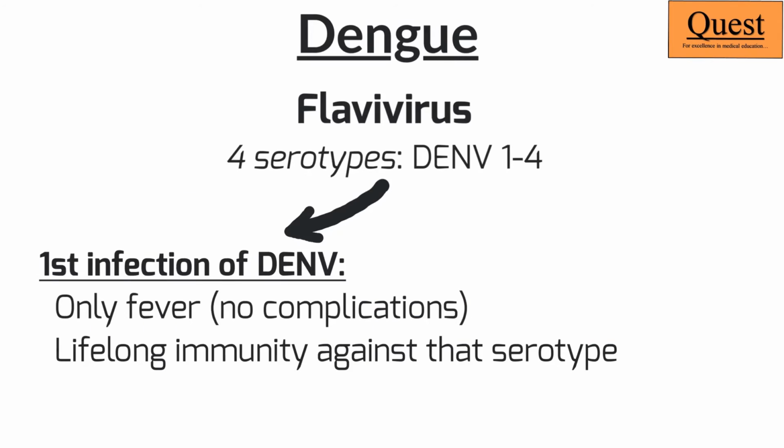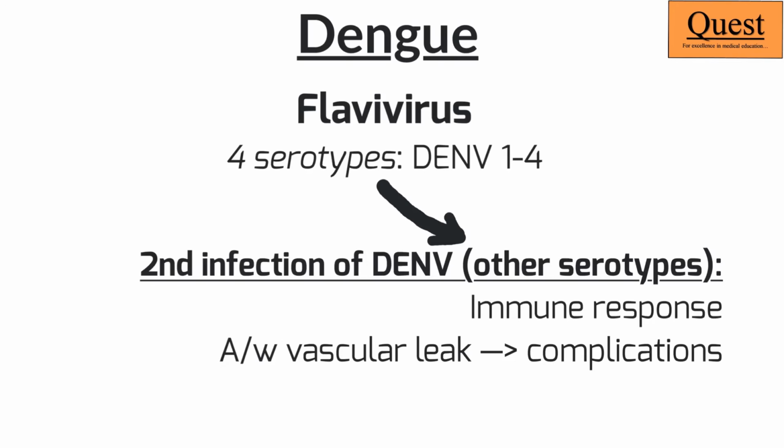Now, if a patient has an infection with any one given serotype of dengue, that leads only to the features of fever. And very often that is a self-resolving fever. The good part is if I get infected with any one serotype of dengue, I would have a lifelong immunity against it. But unfortunately, if I get the second infection with dengue with some other serotype, now my immune response is going to be associated with vascular leakage.